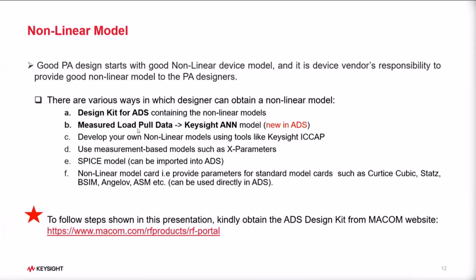So you can take any measured load pull data, convert it to an ANN model, and now you have a pretty good nonlinear characteristics model, and you can virtually perform load pull, linear simulation, nonlinear simulation, every kind of simulation using that model. It's a new feature in ADS. So we recommend you to use ADS 2025 or a higher version if you want to use that facility.